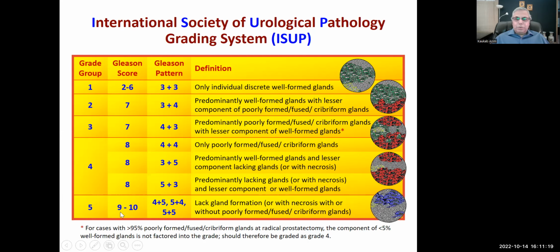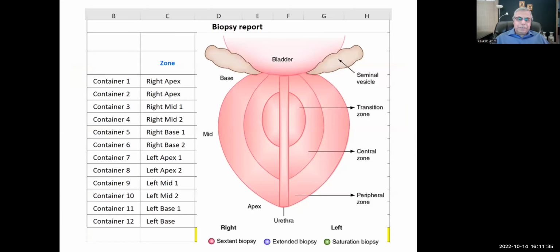And when your score is 9 or 10, as we saw in the biopsy something like this, then your grade group is 5, right? And this is the most aggressive one, and the prognosis is not going to be good, unfortunately, and this might be more resistant to treatment, right?